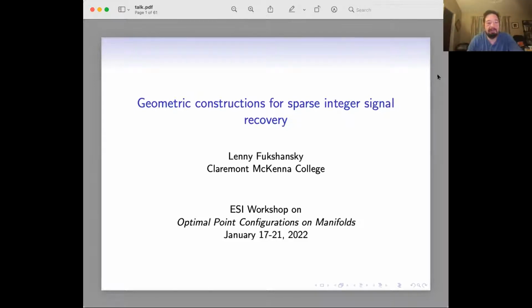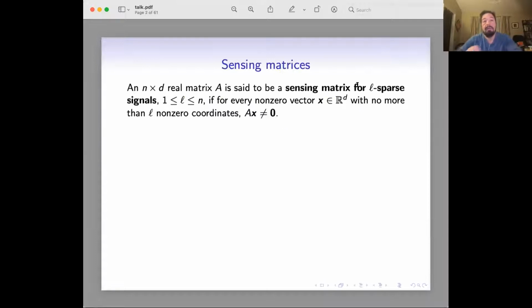Indeed, I'll tell you today about geometric constructions for sparse signal recovery, specifically integer signal recovery. Okay, so let me start with some notation.